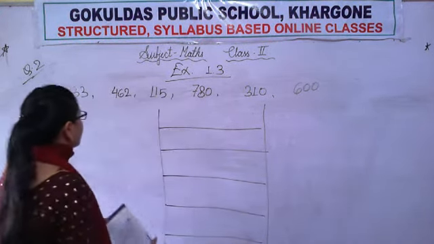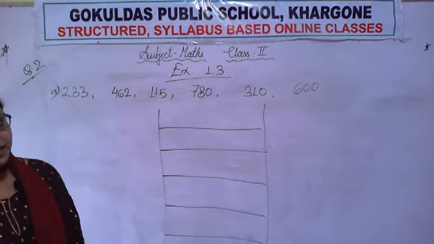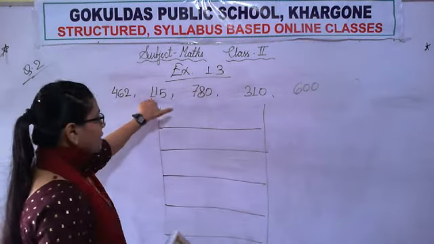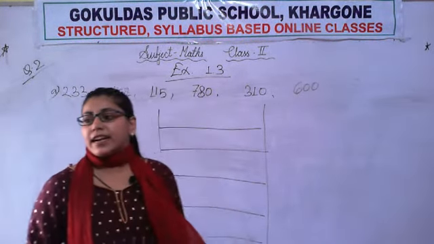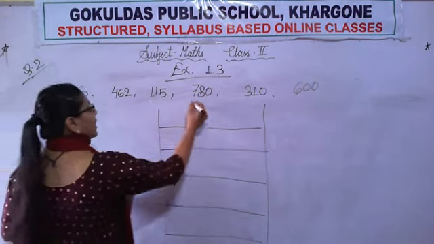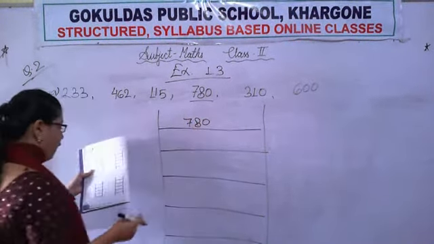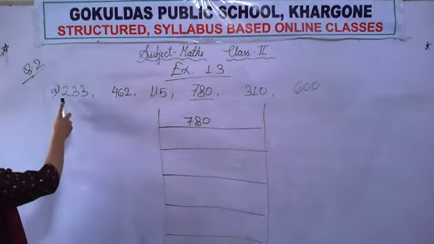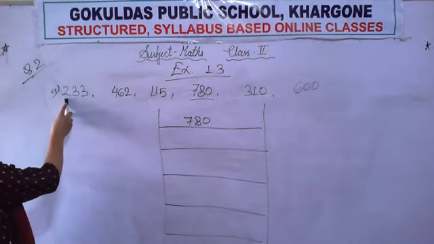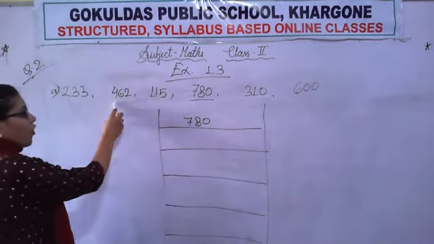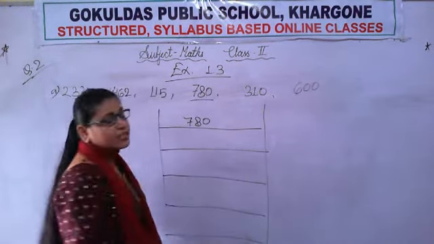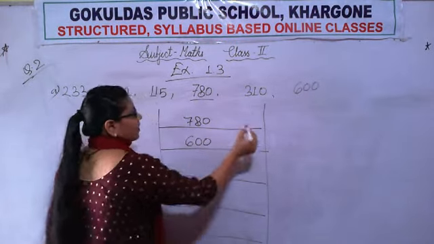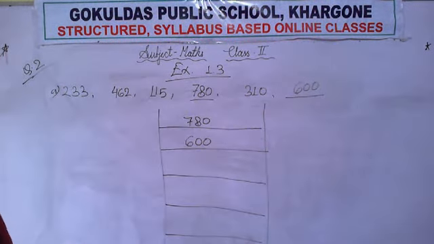Now all the numbers are having three digits, so we will check the hundreds place value: 2, 4, 1, 7, 3, 6. Which number is greater? 7. So we will write 780 first. Now again we will check the highest place value, which is hundreds. So 2, 4, 1, 3, 6. Which number is greater? 6. So we will write 600 here. Now this one is also done, so we will mark it. Now we will check again.